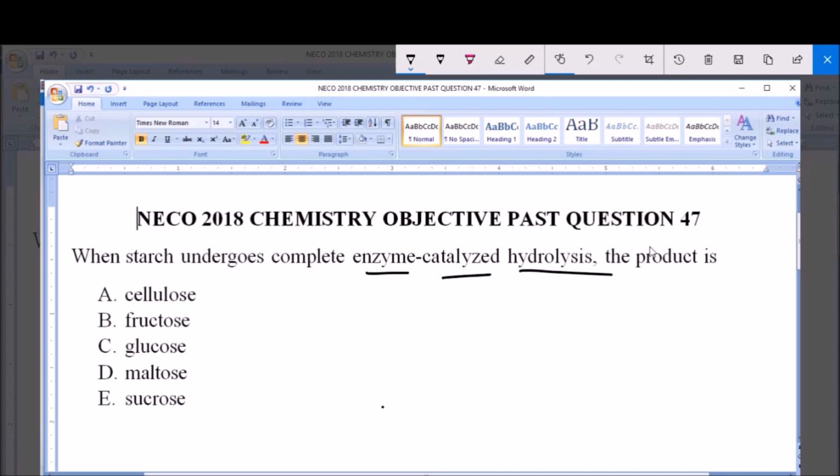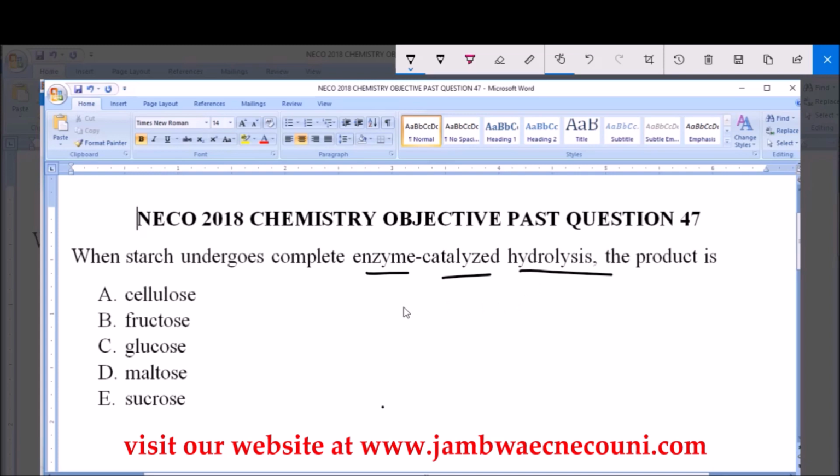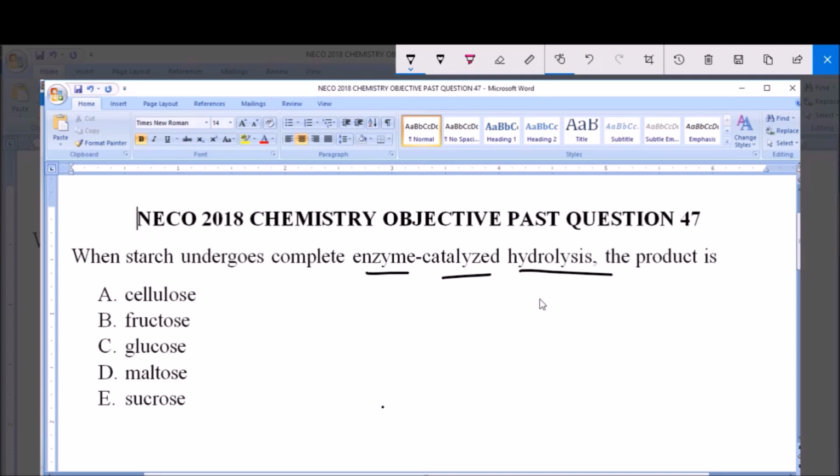Hydrolysis simply means addition of water, so as to break the bonds between the components of starch. Now a typical example of this enzyme catalyzed hydrolysis occurs in the mouth, whereby the enzyme present in the saliva hydrolyzes starch. Like we know, the enzyme present in the saliva will catalyze this reaction of hydrolysis. So it hydrolyzes starch into maltose.